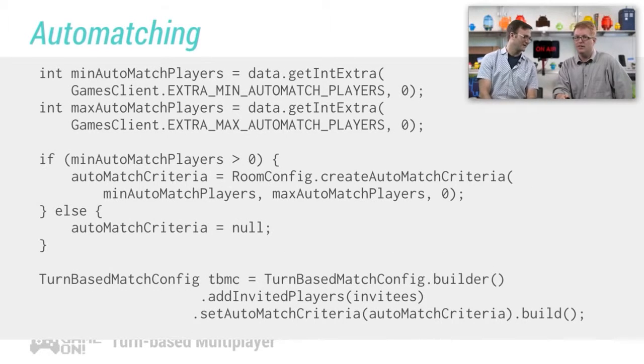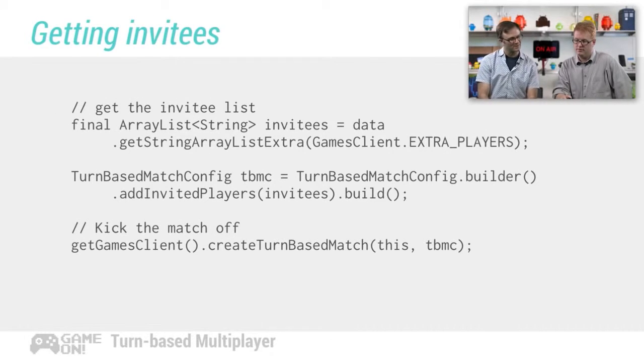I'm not quite sure. Can you go back? Sure. So, I'm sorry, this get string array list extra players. What does this mean? Is this grabbing from the UI that I just dismissed the players I want to invite? Exactly. Gotcha. Okay. And then you create a turn-based match config using a builder, add that list of invitees, and then call create turn-based match.